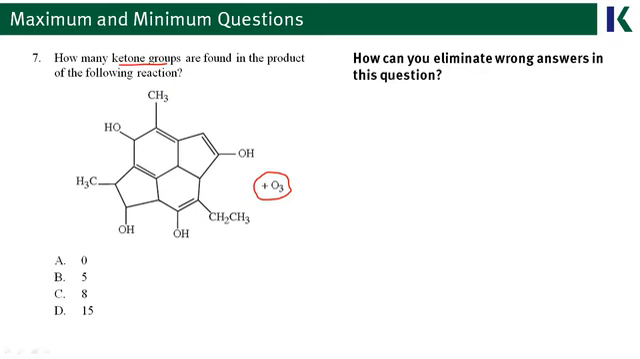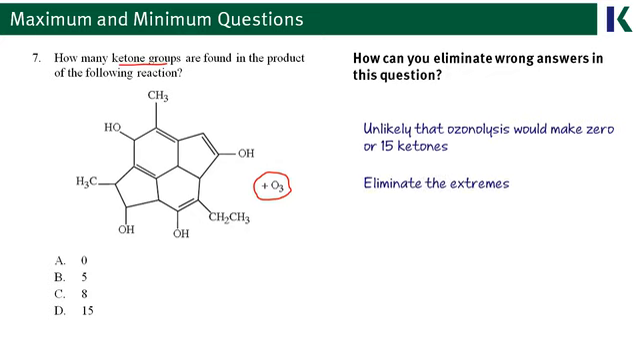However, it's unlikely that tons of ketone groups are going to form because there are just not many double bonds, as you can see here, where the ozonolysis reaction, you might remember, is likely to occur. So an answer like 15 is way too high because we're just not going to get that many ketones in the product if we only have these 4 double bonds to start with. What we're getting at here is that 0 and 15 in the answer choices are fairly unlikely, and they are extremes that can be eliminated. This gets you down to either 5 or 8.